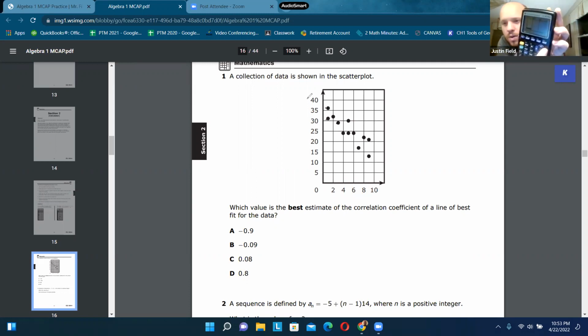Now I'm going to go back. I'm going to arrow over to L2, and I'm going to enter the Y values that I see in that same order. So this is 36. This one is 31. And this one is, what is that, 32? I think it's 32. I'm estimating a little bit. Is this one 29? And then this one is 24. Then this one is 30. Then we have 24 and 24.